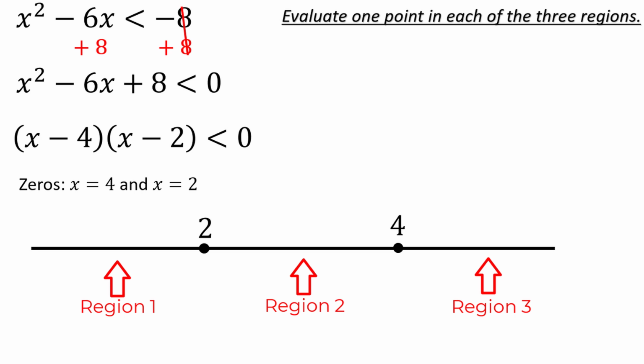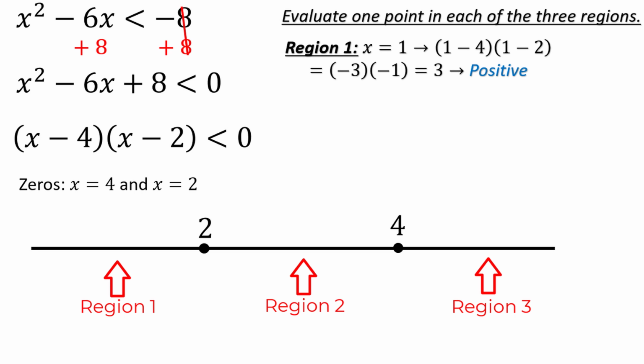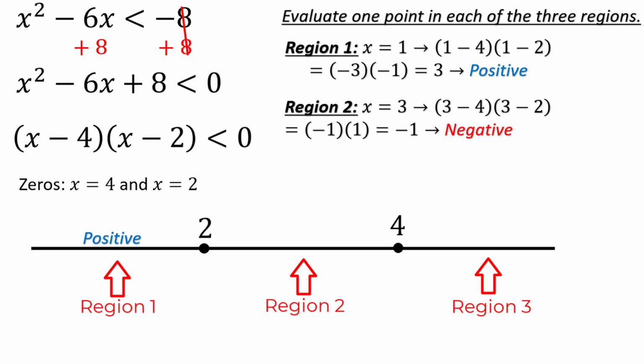If we plug in something less than 2, like positive 1, we get 1 minus 4 times 1 minus 2, which simplifies to negative 3 times negative 1, which is positive 3. Since we got a positive number, any value on this side of x equals 2 will also be positive. Let's try something between 2 and 4. How about 3? If we plug in 3, we get 3 minus 4 times 3 minus 2, which simplifies to negative 1 times positive 1, or negative 1. We got a negative number, so anything inside this range will also be negative.